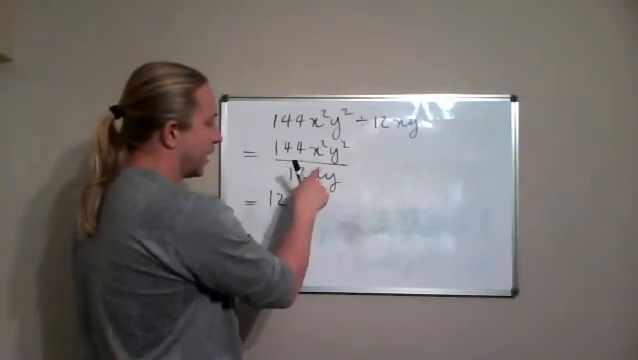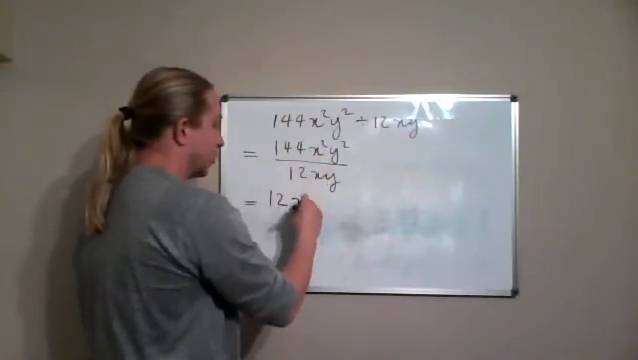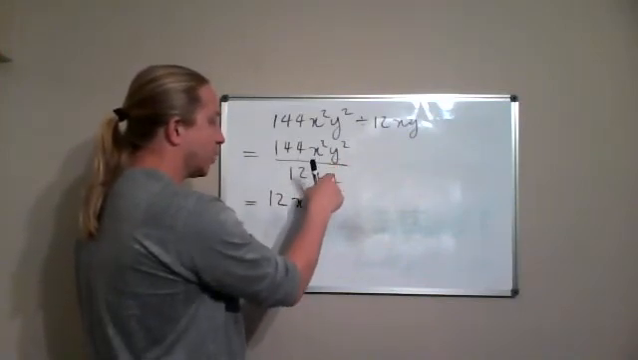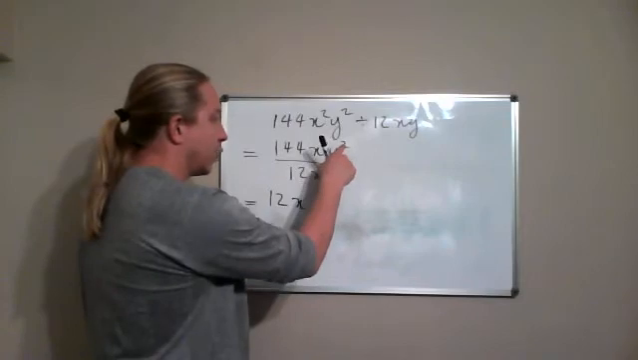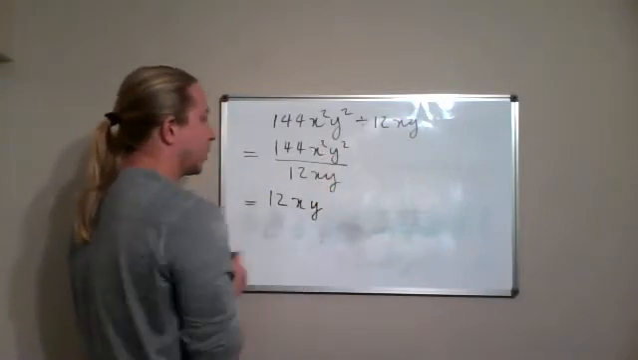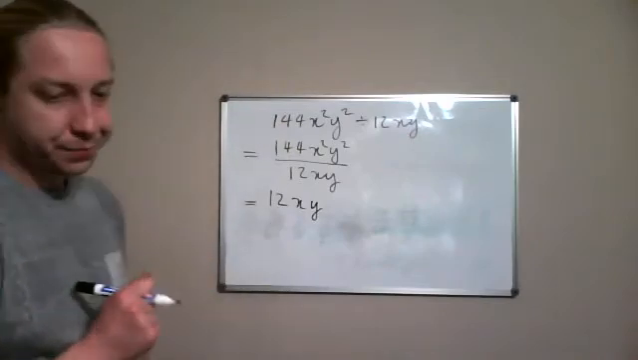Here we have an x squared, here we have an x. So one of these x's will cancel with one of those x's, leaving one x at the top. And the same thing is happening here. So with the y's, one of these y's will cancel with one of those y's and leave one y at the top. Okay, and that will be our answer here, 12xy. All right, guys, the rest you can do.